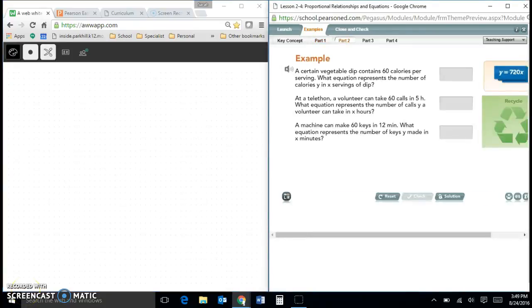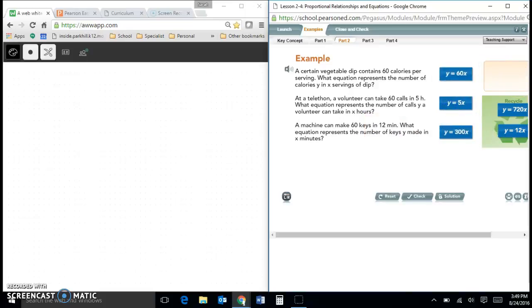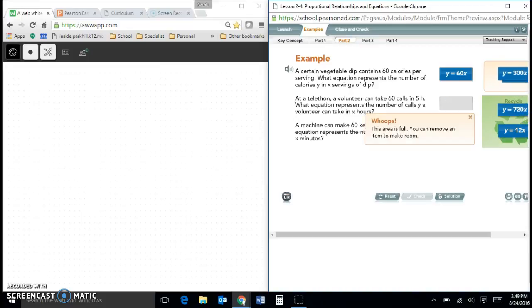All right, for part 2, a certain vegetable dip contains 60 calories per serving. What equation represents the number of calories y in x servings of the dip? Well, 60 calories per serving. So I need an equation with 60 in it. I'm going to put those two aside for now, but those are not right. I'm going to slide this y equals 60x over, and then I'm going to read these two and see what we're doing. Let's go to the next one.